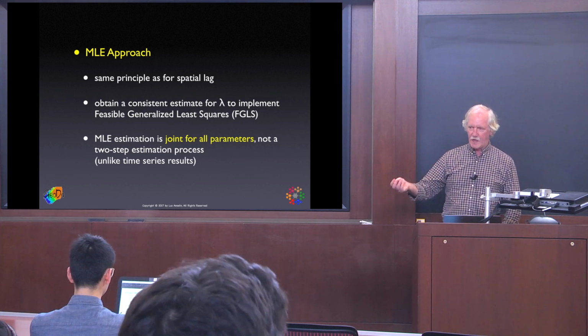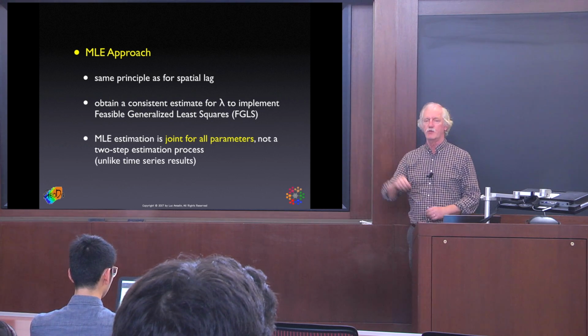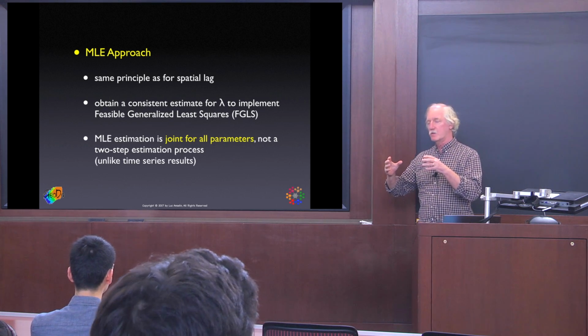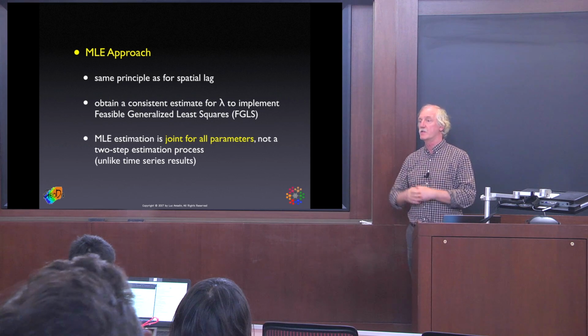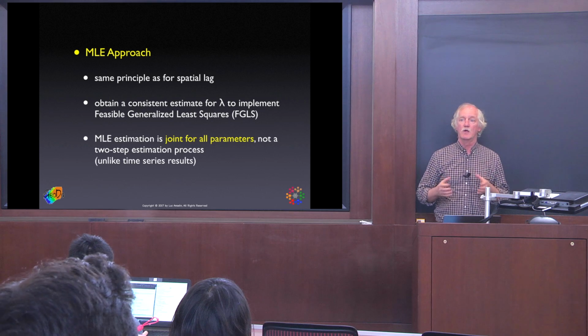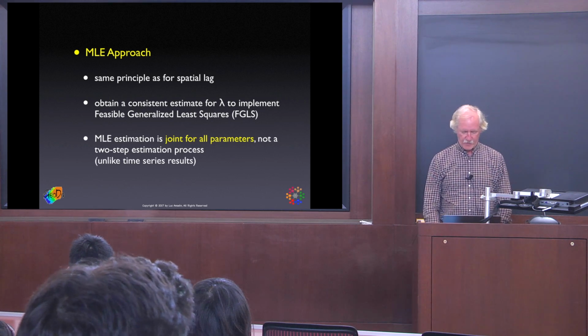And with lambda in hand, we plug it into the feasible generalized least squares or the spatially weighted least squares, and we're in business. And everything else is the same as in least squares. The variance covariance matrix, all that stuff is the same.